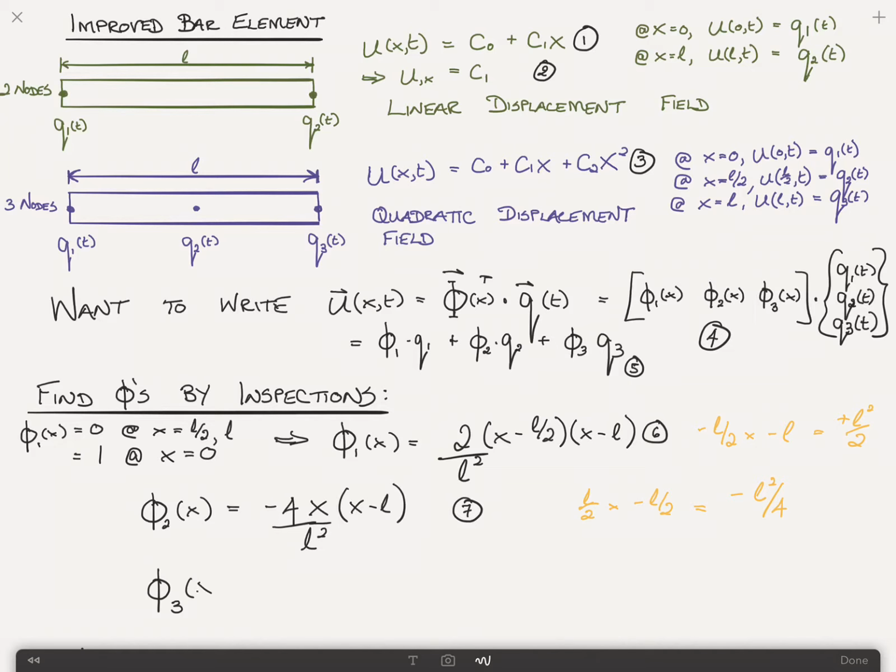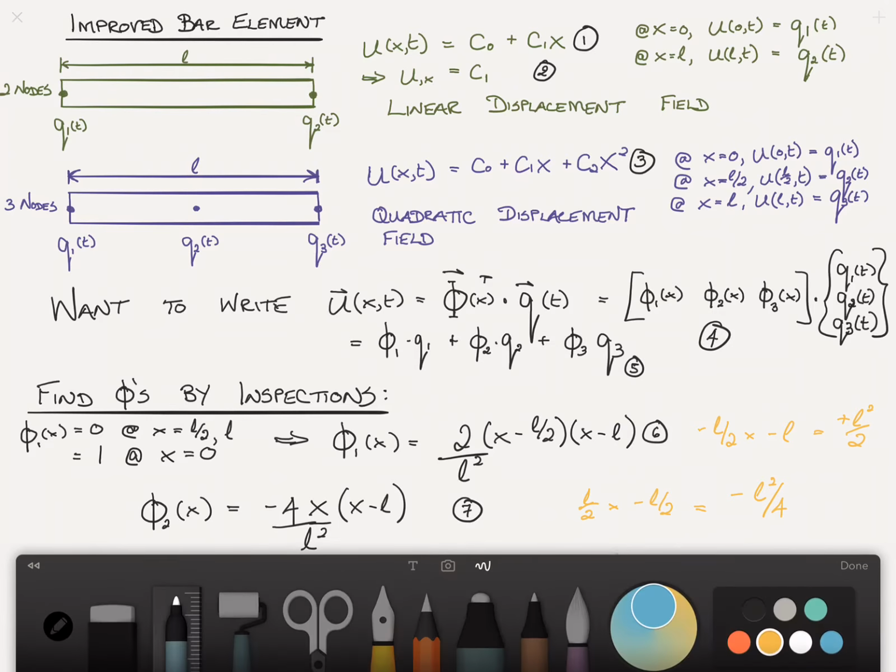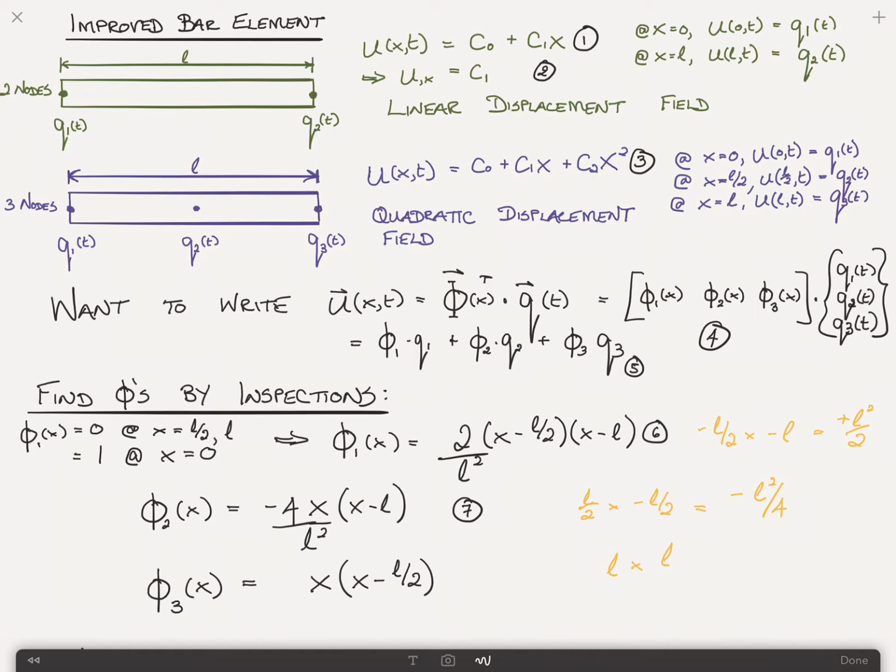For phi3, can you guess what this might look like? Well, it's 0 at x equals 0, so we put in an x. It's 0 at x equals L over 2, so we put in an x minus L over 2. And again, we play this trick to see what happens at x equals L. At x equals L, we get L times L over 2, which again gives us L squared over 2. So I'm going to pre-multiply by 2 over L squared. And just like that, you have your shape functions. Couldn't be easier. I encourage you to go back through it and test it with the different nodal coordinates and see that it works.